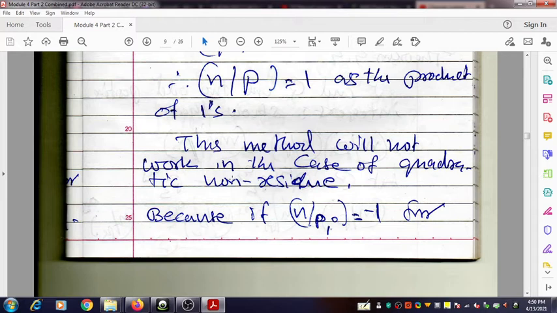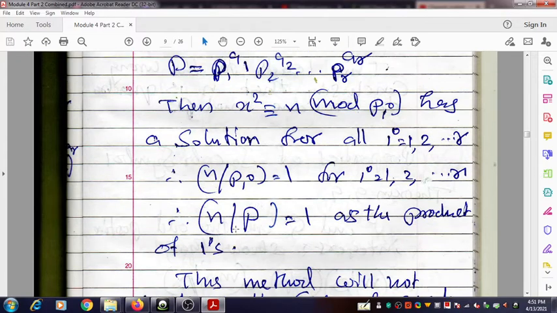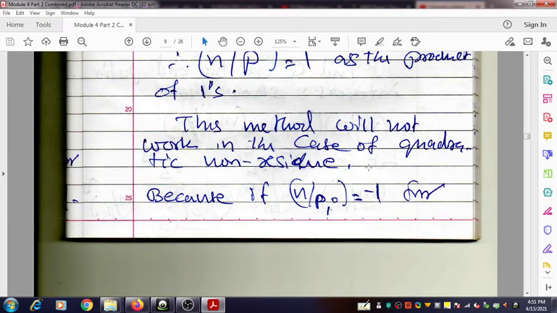But you can see that this method will not work in the case of a quadratic non-residue. So coming back to this, in this case we can say that if n is a quadratic residue mod p, we get that n bar p equal to 1. But in the case of non-residues, this method will not work.